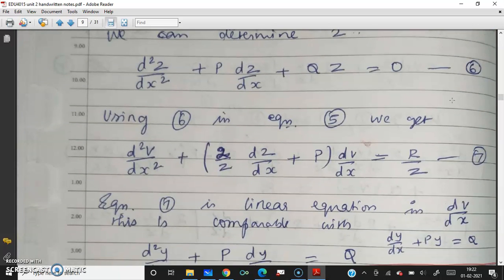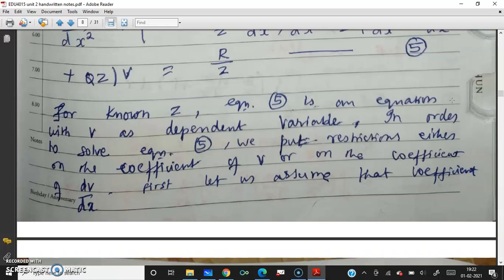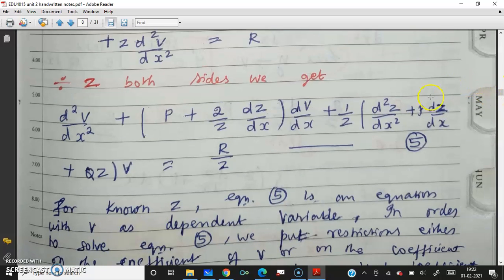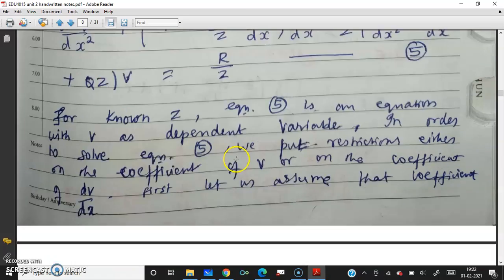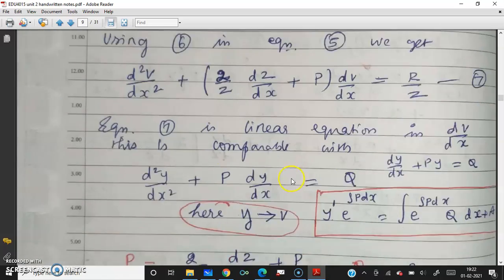We have written here dv by dx, and here d square z by dx square plus p dz by dx plus qz equal to 0. This coefficient we have taken as 0, so the whole thing will be 0. So we are left with r by z.